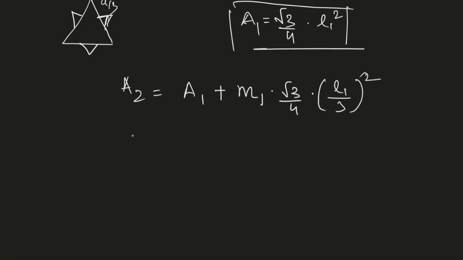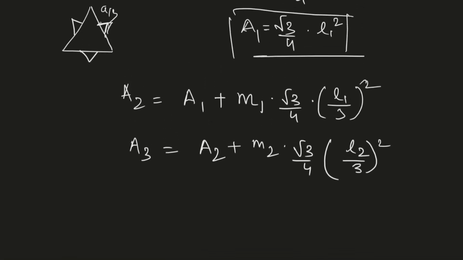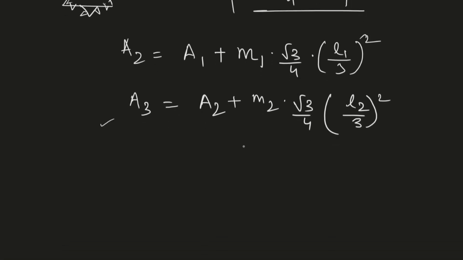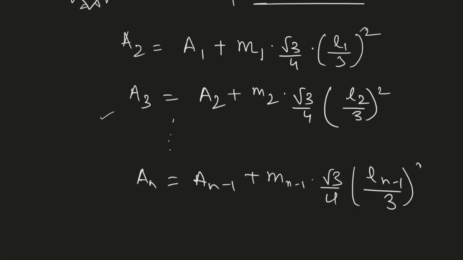Okay, so if I check for A3, it would be A2 plus m2 times root 3 by 4 l2 by 3 square. Similarly, right? Because in A3 also I would have this A2, and then I will add these more, right? That's the only difference. So I have done this correctly for A3 as well. And if I go to An, I would get that it is equal to An minus 1 plus m n minus 1 times root 3 by 4 l n minus 1 by 3 squared.